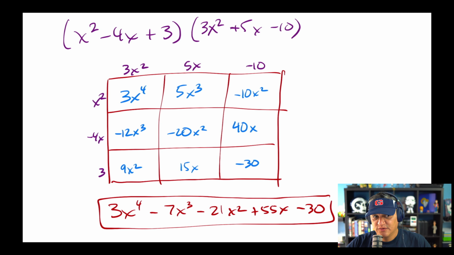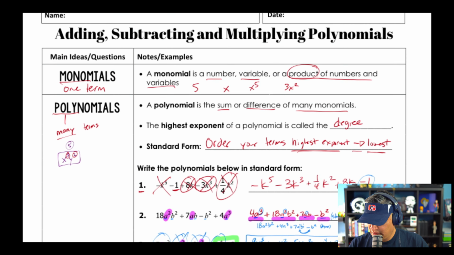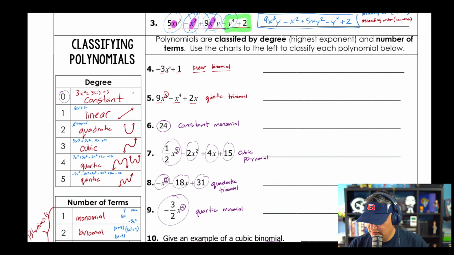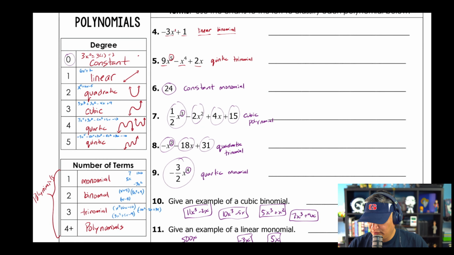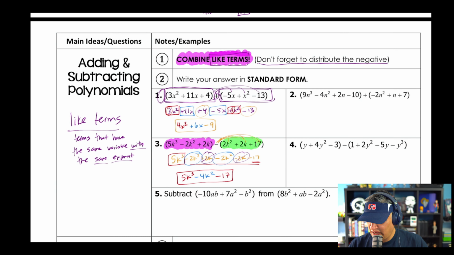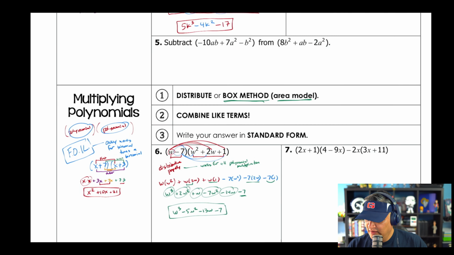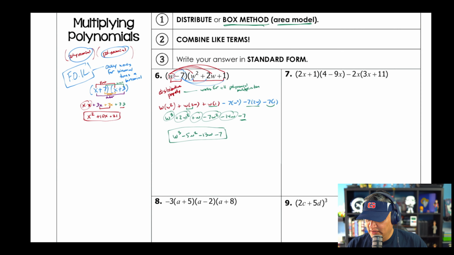No questions? All right, so here's what we're going to do the rest of the period. We have about 20 more minutes of the period. You are going to make sure you understand everything we talked about last week: monomials, polynomials, classifying and naming by degree and number of terms, how to add and subtract, what combining like terms means, and now how to multiply.